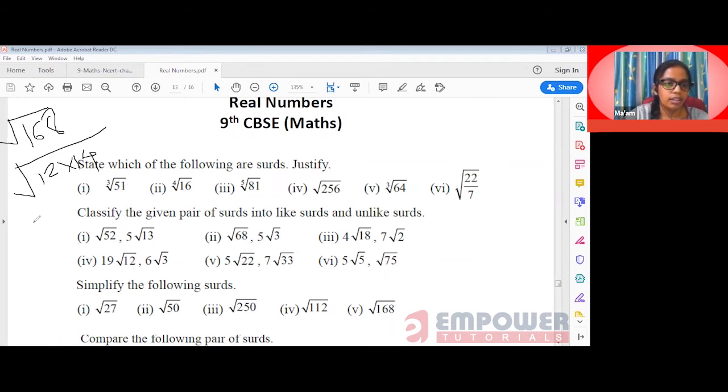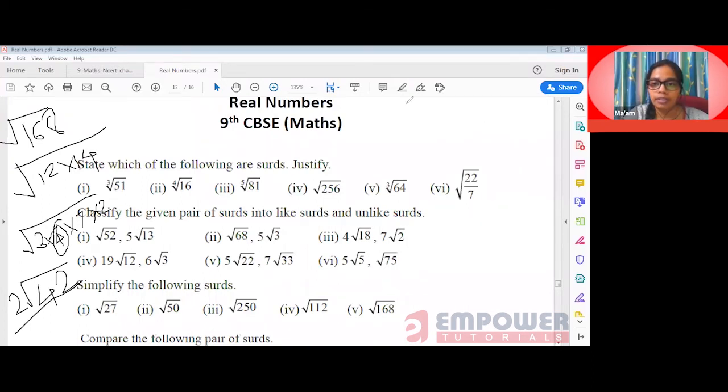Yes, so this will be 3 into 4 into 7 into 2, right? So here if you see, only 4 is the number which is the perfect square. So only 4 will come outside the square root form, and the rest will stay in the square root form. So this will be 2 root 42. So we will move to the next part.